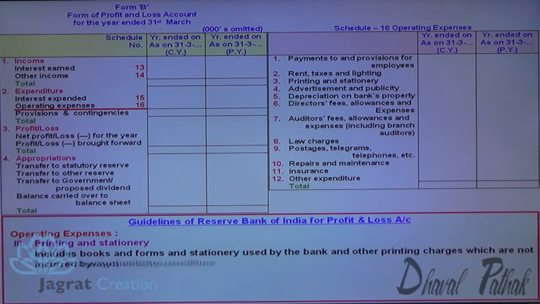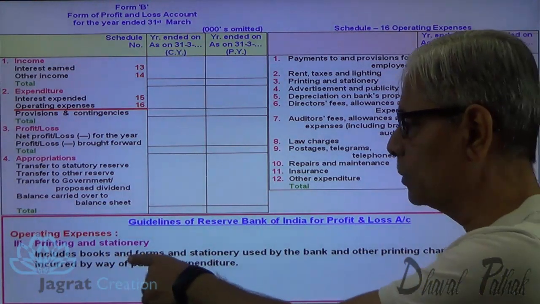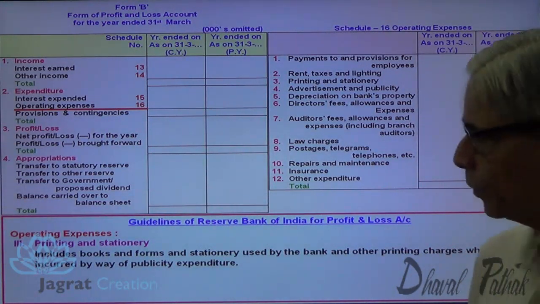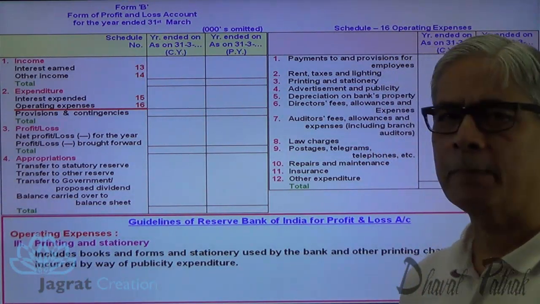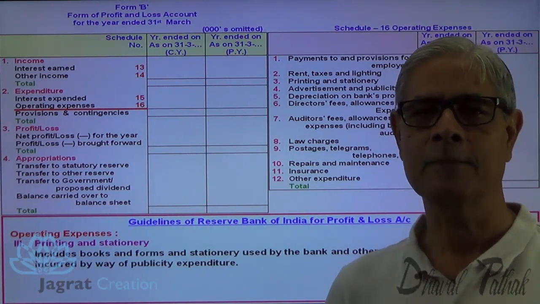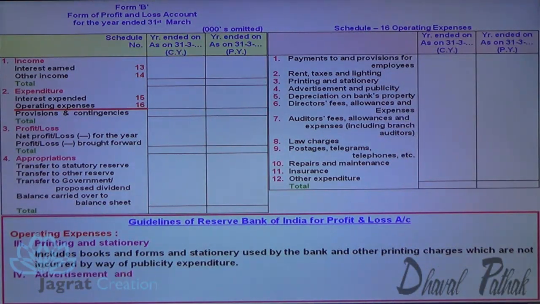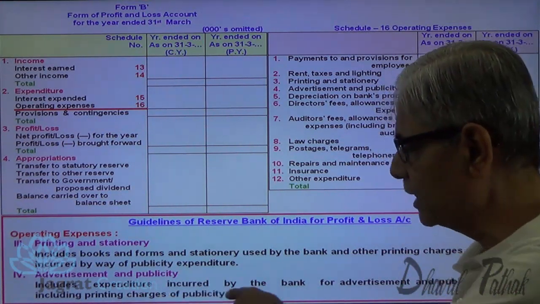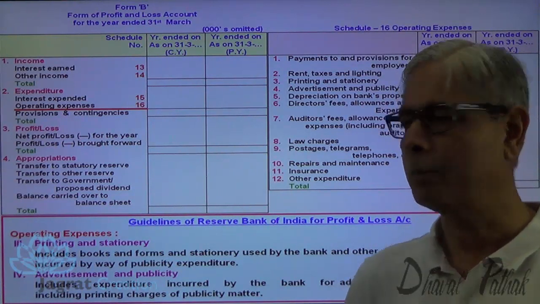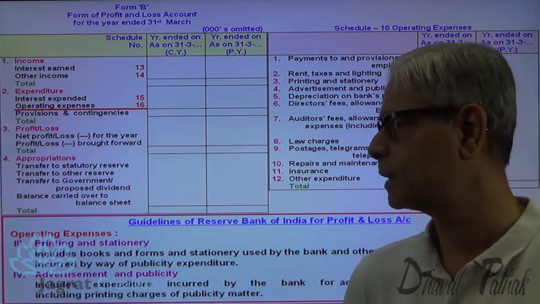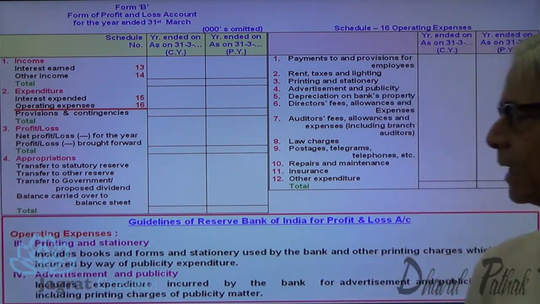Third is printing and stationery. Very simple to understand. It includes books and forms and stationery used by the bank and other printing charges which are not incurred by way of publicity expenditure. So printing for publicity should be identified separately, but printing for office purposes should be covered under this title. Advertisement and publicity includes expenditure incurred by the bank for advertisement and publicity purpose, including printing charges for publicity purpose. So printing charges for publicity purpose should be included in advertisement, and printing charges for office administrative purposes should be included under the title of printing and stationery.